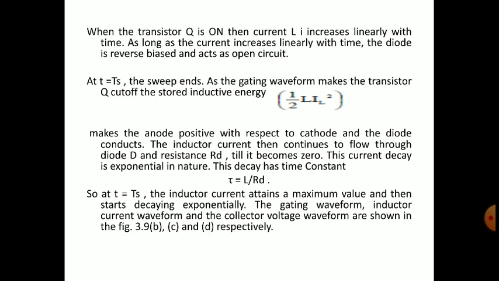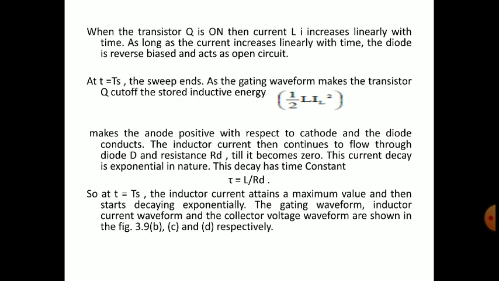The stored inductive energy, whatever energy we have stored up to Ts, that is equal to half L i squared, makes the anode positive with respect to the cathode, and the diode conducts. The inductor current then continues to flow through the diode and resistor. So the stored energy makes the diode forward biased, the diode conducts, and the resistance RD is used to dissipate the energy stored in the inductor. The inductor current continues to flow through the diode and resistor till it becomes 0, until it dissipates the entire energy.